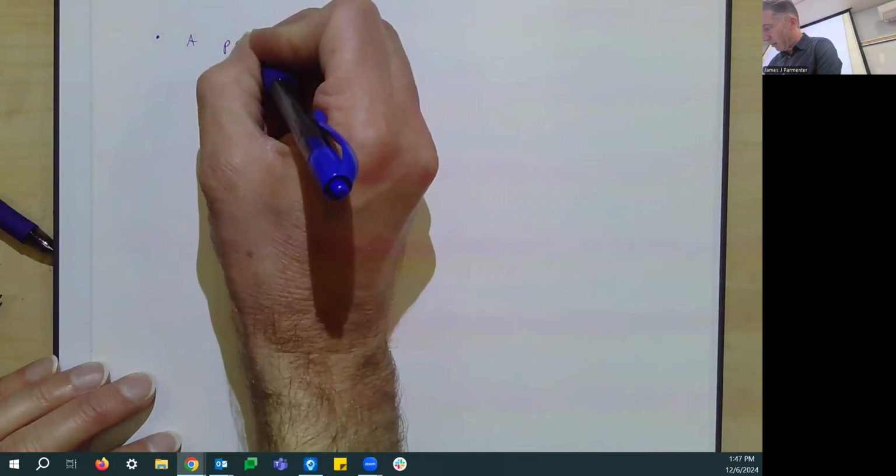A population. I don't love this pen. That's not true. I really like those pens, but people don't like how I write with them, so it's fine.